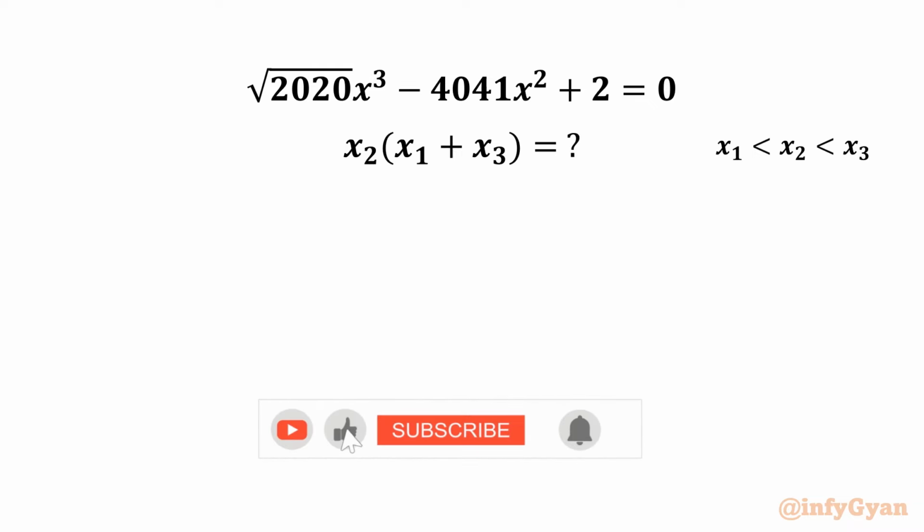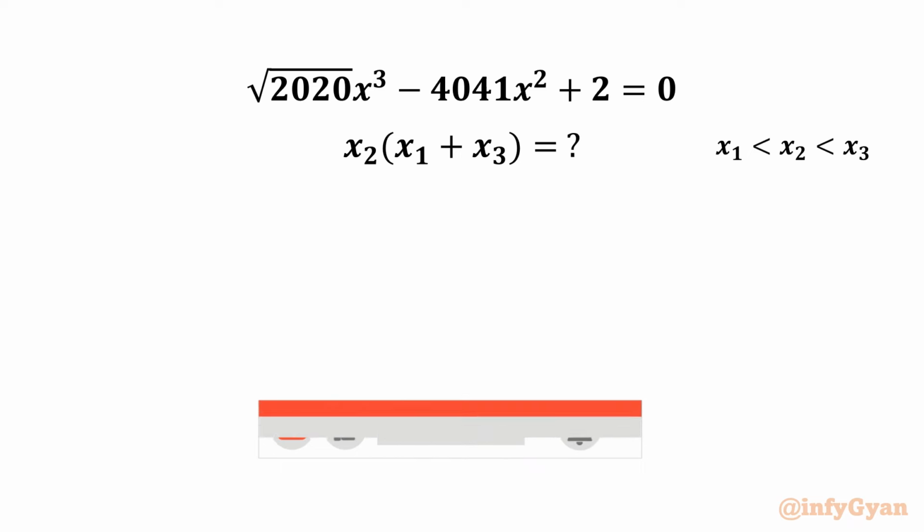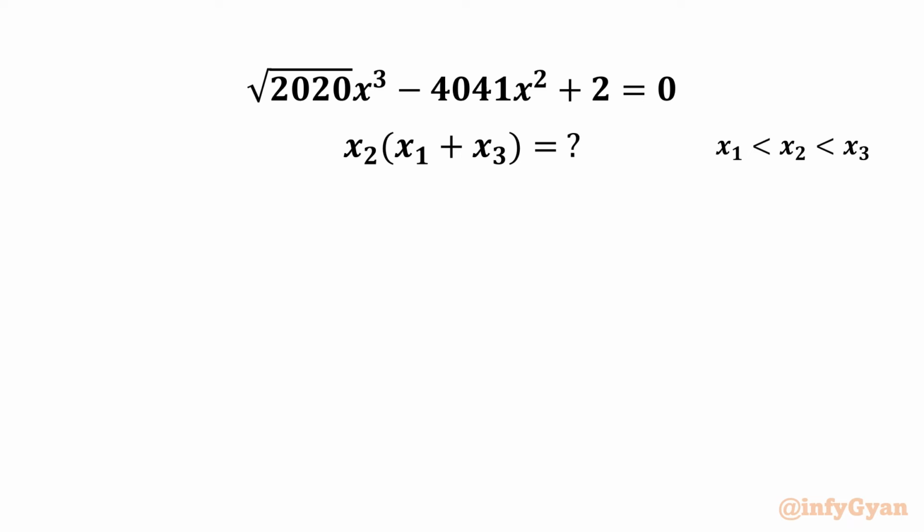Today in this video we are going to solve one very interesting question from algebra. We have one cubic equation given, where x1 is the smallest and x3 is the largest root of this cubic equation, and we are asked to find the value of x2 times (x1 plus x3). So let's get started. I will consider the required expression E.